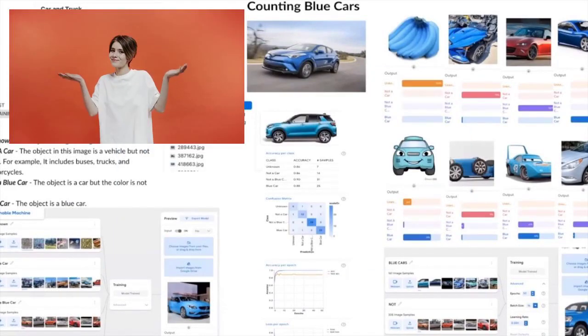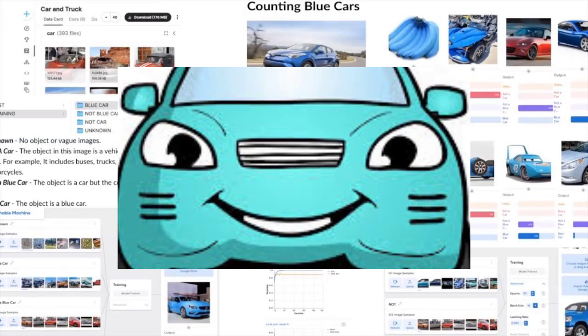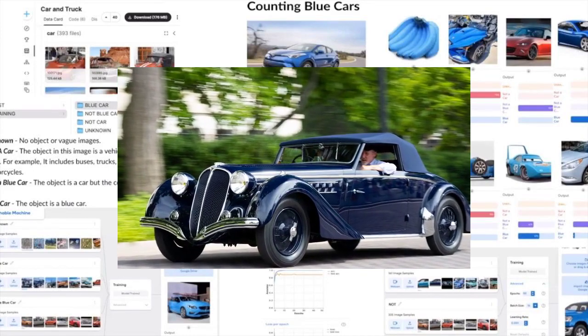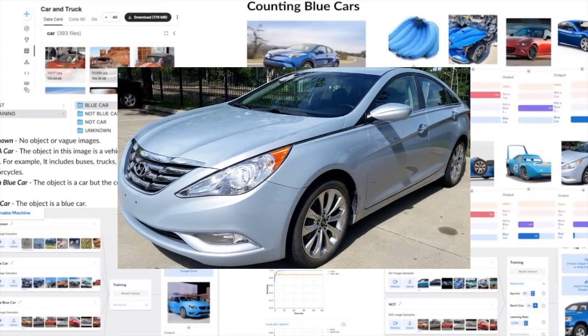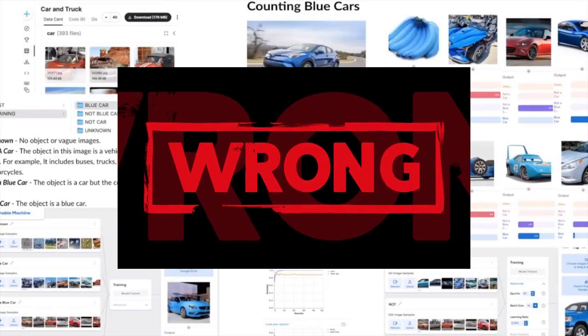However, there were false positives and false negatives. So for a false positive, I do have a cartoon that came in as a blue car. And then I had a bunch of false negatives, like an antique car or an off-blue color car, and they showed up as false negatives.